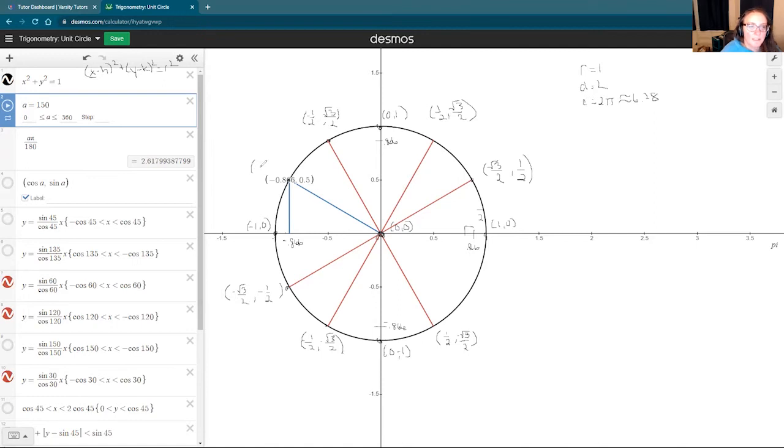So this is going to be negative what? Negative root 3/2, and then the 1/2. Great. Okay, and then we're going to go ahead and draw our little line here. It's going to be 150, sine of 150. Okay. All right, so then we're going to do this point over here. This is going to be positive root 3/2, negative 1/2.